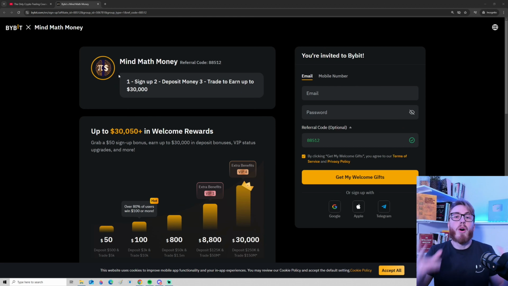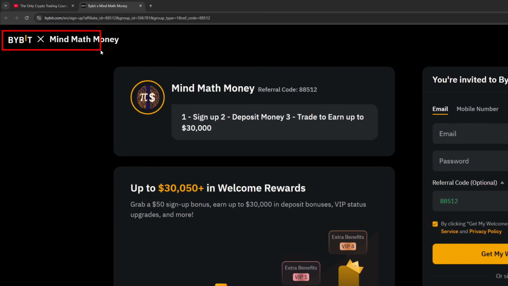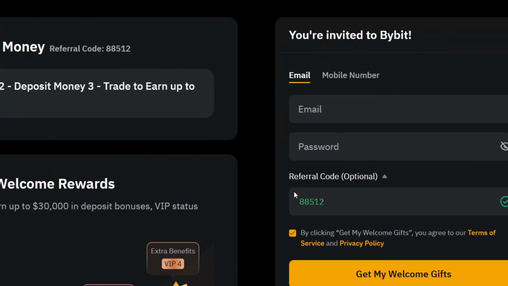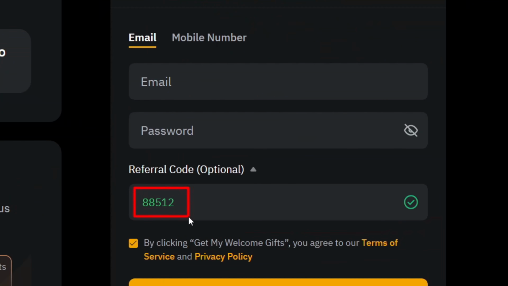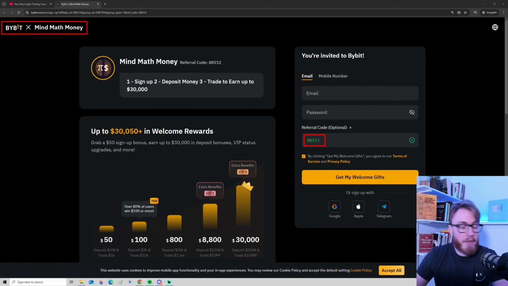But alright, so after clicking on the sign up link, you should be on this page right here. And to double check that you are on the correct page, it should say Bybit X Mind Math Money here at the top. And you should also see this referral code 88512. If for some reason you can't see this code, you can type it in manually in this box.